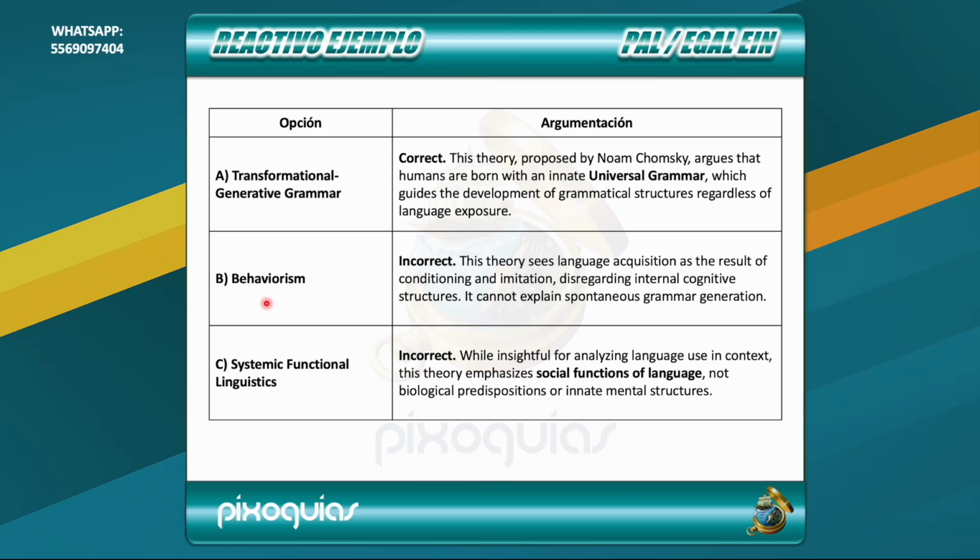B. Behaviorism is incorrect because this theory sees language acquisition as the result of conditioning and imitation, disregarding internal cognitive structures, and it cannot explain spontaneous grammar generation. C. Systemic functional linguistics is incorrect also because, while insightful for analyzing language using context, this theory emphasizes social functions of language and not biological propositions or innate mental structures.